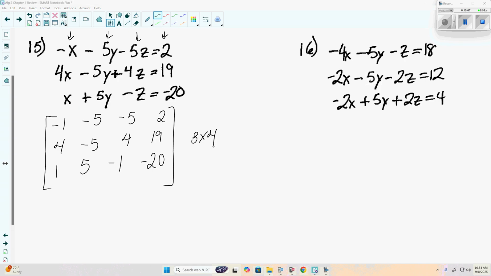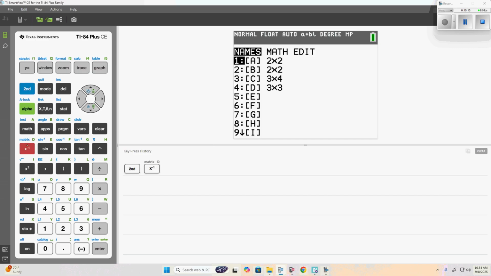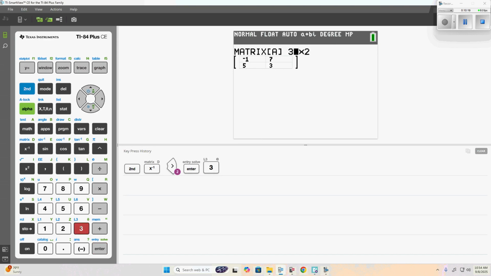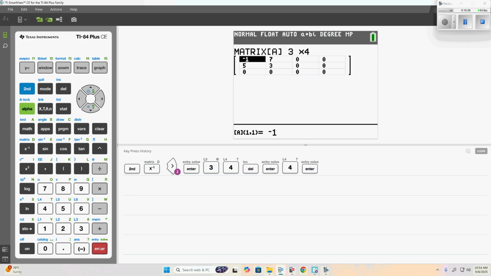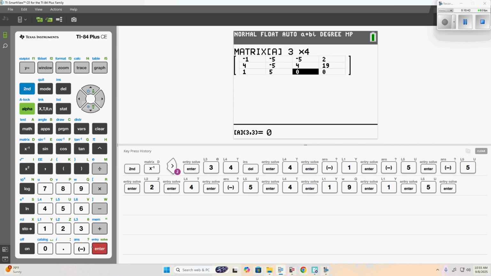At this point here, we can grab the calculator. First thing we type in on the calculator is going to be second matrix. We go over to edit. And first put in the dimensions, which is 3 by 4, and type this matrix in. So -1, -5, -5, 2, 4, -5, 4, 19, 1, 5, -1, -20. Once we type the entire matrix in, we're going to go second quit.